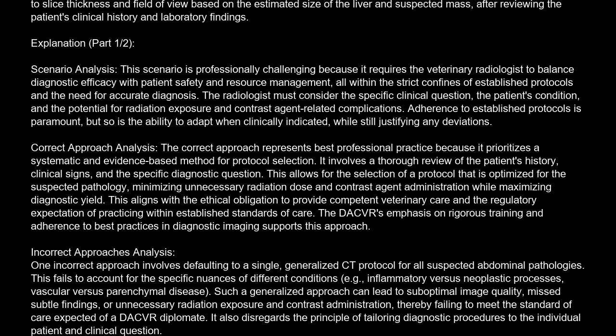The correct answer is C. Selecting a standard abdominal CT protocol that includes arterial, portal venous, and delayed phases, with adjustments to slice thickness and field of view based on the estimated size of the liver and suspected mass, after reviewing the patient's clinical history and laboratory findings. Explanation. Scenario analysis.